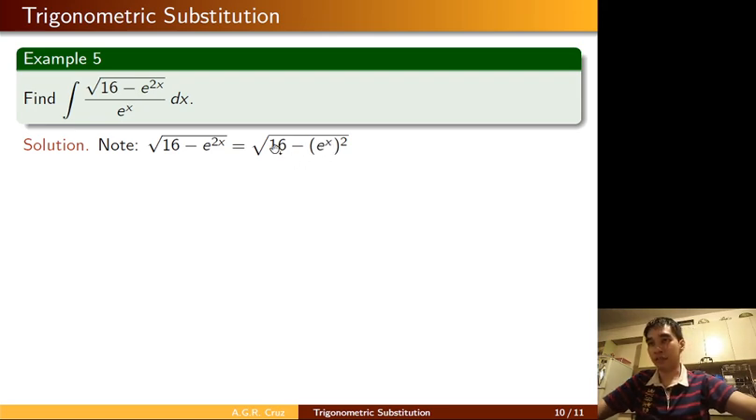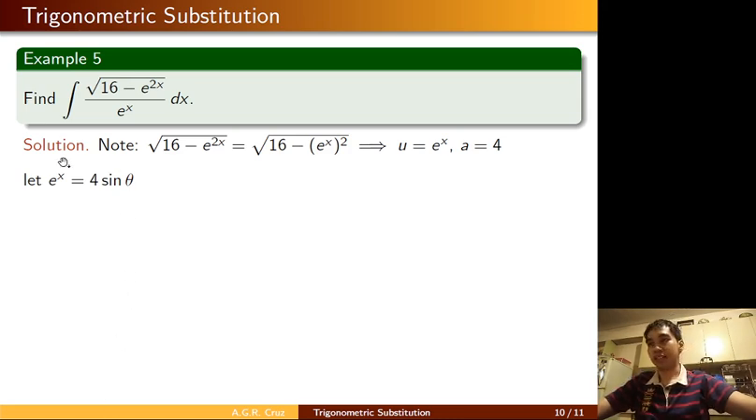Now this is of the form a squared minus u squared, where your u is what? Your u is e to the x, and your a is equal to the square root of 16 or 4. Okay? So using this value of u and this value of a, let's now form our trigonometric substitution. In this case, let's let u, which is e to the x, be equal to what? In this case, you have here constant squared minus variable squared. Tama ba? And kung ganun yung form ng integrand natin, ano yung trig function involved dito? It should be sine. Okay? So your e to the x, that should be equal to 4 sine theta.